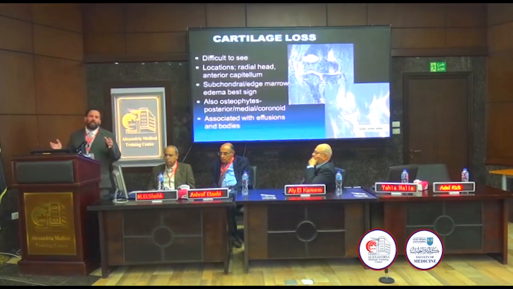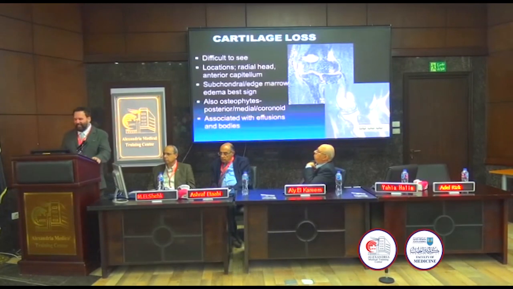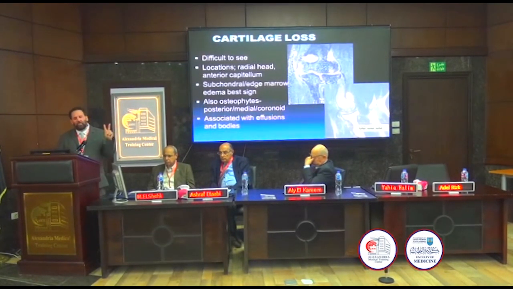Okay, so when you have joint fluid, the first thing you should think of, or the first 9 things, is cartilage. And cartilage loss is both easy and hard in the elbow. Easy because it only occurs in 2 places. Hard because you can't see them.